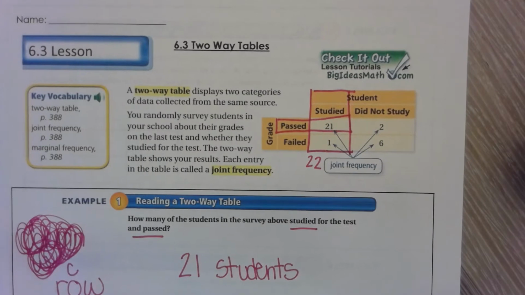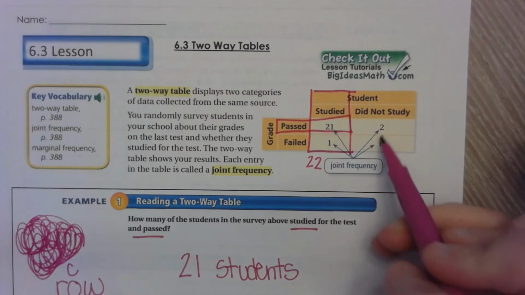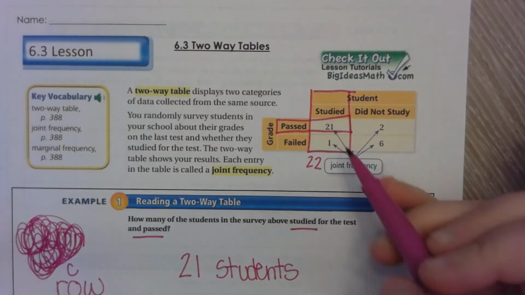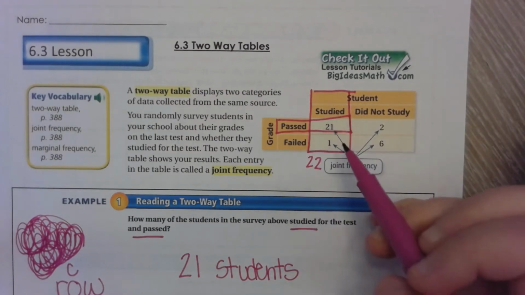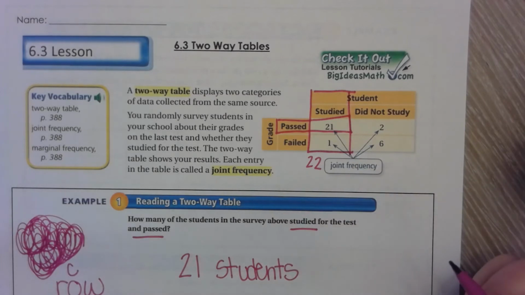Okay, so in this we're talking about two-way tables, which is where we're looking at two sets of data and comparing them. So the example on your notes says, you randomly survey students in your school about their grades on their last test and whether they studied for the test. The two-way table shows your results. Each entry on the table is called a joint frequency. Okay, these numbers right here are your data, and those are called joint frequencies.